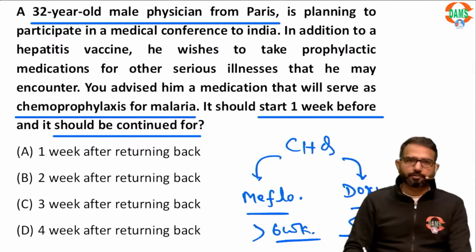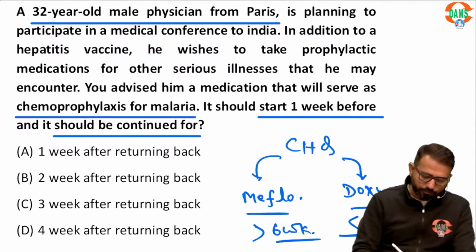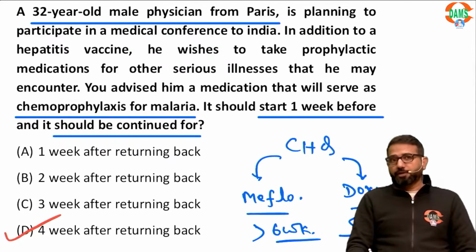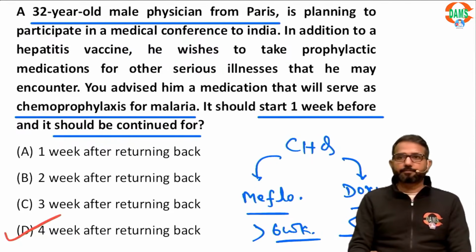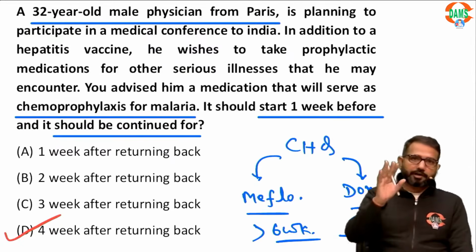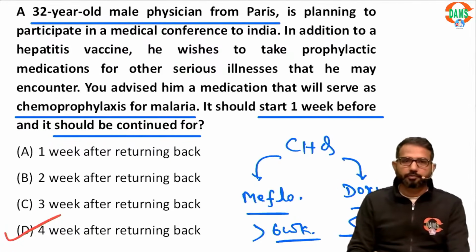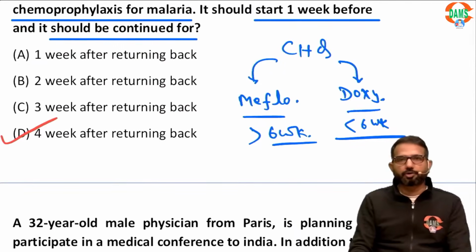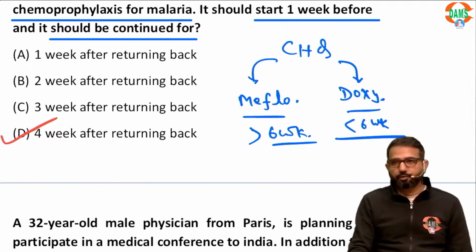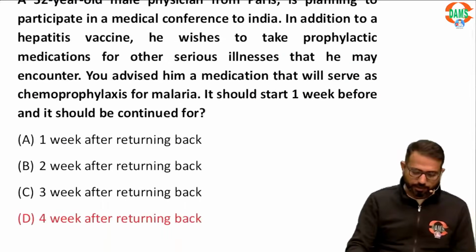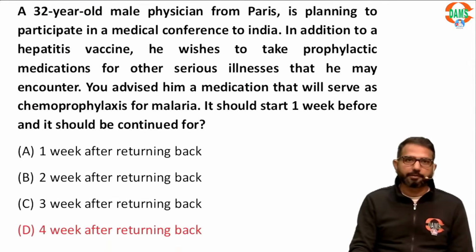Very important question. It should be given for 4 weeks after returning back. So give it every week, 4 weeks after return. Continue up to 4 weeks. For short duration, we can use doxy. And doxy is a fast acting drug. You can start 1 to 2 days before, daily dose. So the correct answer will be option D.